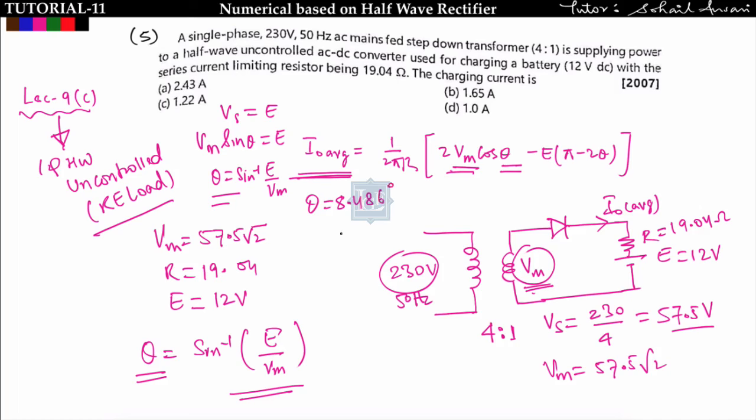Now theta you will get as 8.486 in degree. So in radian you have to calculate. In radian, theta will be 8.486 into pi by 180, that is equal to 0.148. So put theta in radian here, and theta in degree here. Vm is equal to 57.5 root 2. You will get I naught average equal to 1.1 ampere, which means approximately 1 ampere, that is option D is correct.